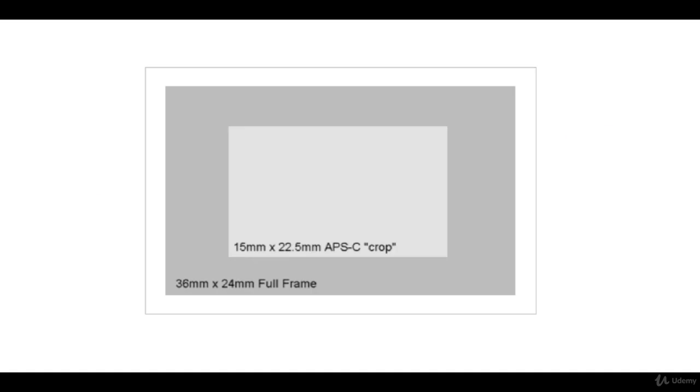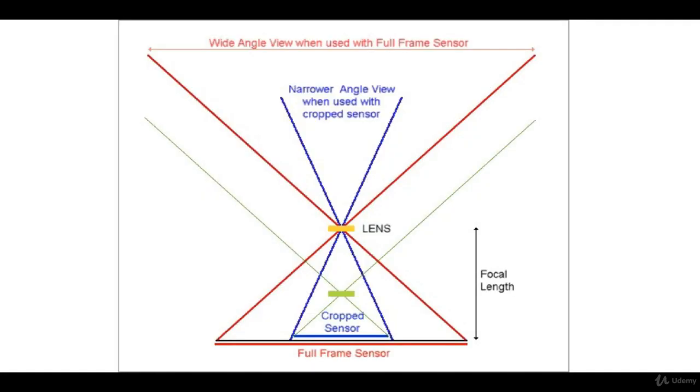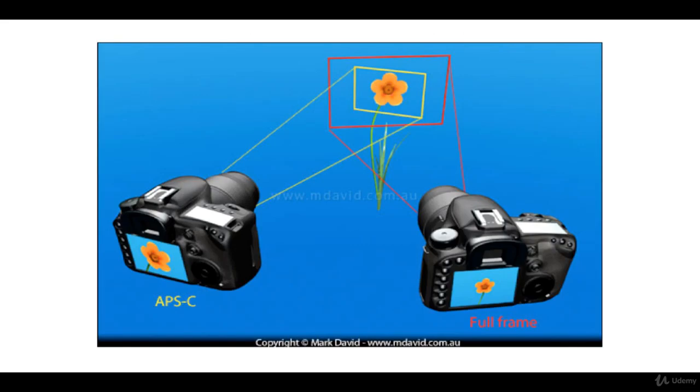Here's a comparison of the sensor size of APS-C and full frame. APS-C is nearly 25mm by 22.5mm, whereas full frame is 36mm by 24mm. Here we get a narrower angle of view when we use a crop sensor or APS-C sensor. In this figure, a photo of a flower is taken with both full frame and APS-C. Sensor size differentiates APS-C from full frame.